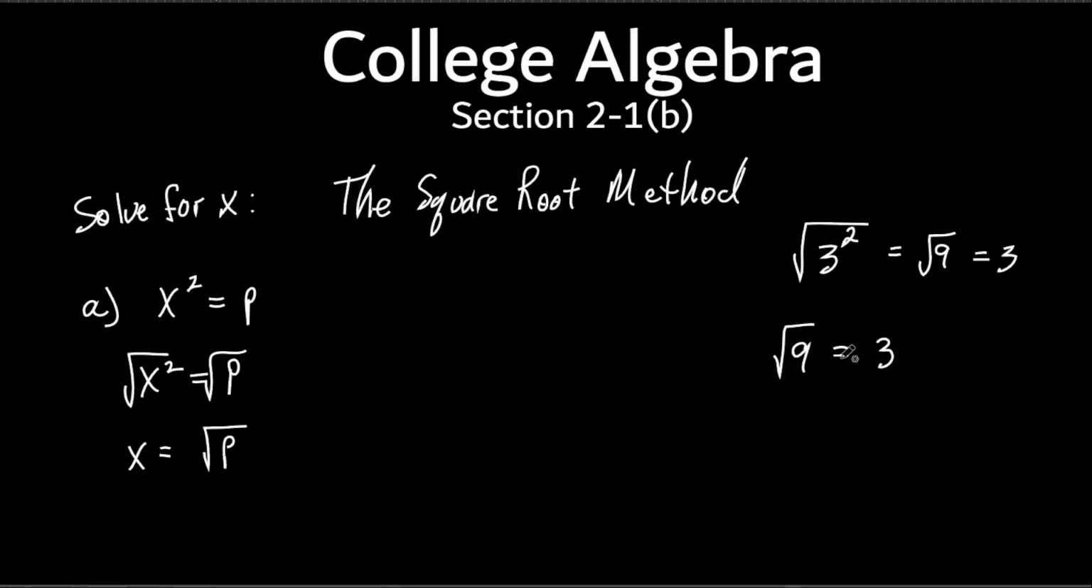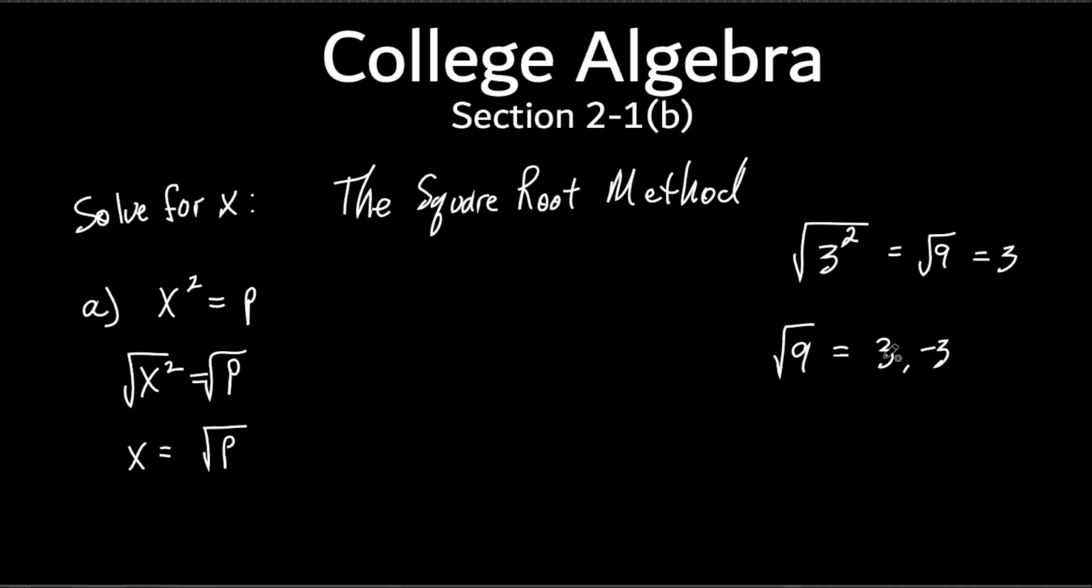Well, +3 times +3 is 9. But what other two numbers multiply together to be +9? A -3 and a -3. Would you agree? Because if I take -3 and square it, what's -3 times -3? +9. Okay? What's +3 squared? It's also 9. So when I take the square root, I actually get two values for it.